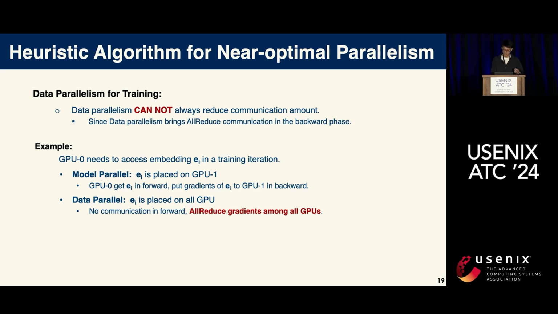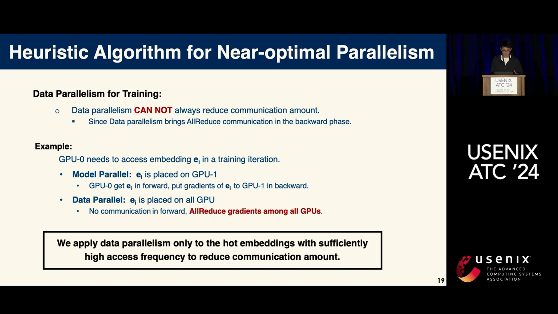While if EI is data parallel on all GPUs, we have no communication in forward, but we need to all-reduce the gradients among all GPUs. So in this case, data parallelism will have more communication. So we apply data parallelism only to the hot embeddings with sufficiently high access frequency to reduce the communication amount.